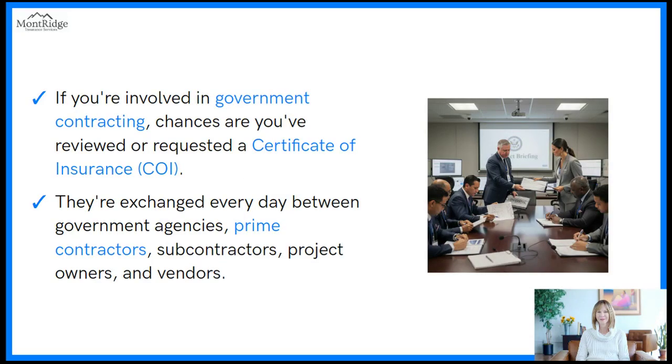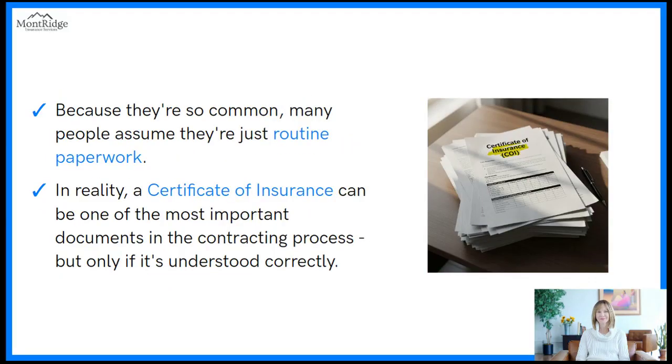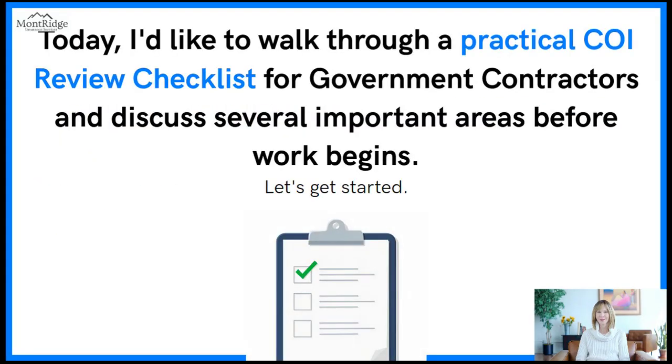If you're involved in government contracting, chances are you've reviewed or requested a certificate of insurance, COI. They're exchanged every day between government agencies, prime contractors, subcontractors, project owners, and vendors. Because they're so common, many people assume they're just routine paperwork. In reality, a certificate of insurance can be one of the most important documents in the contracting process, but only if it's understood correctly. Today, I'd like to walk through a practical COI review checklist for government contractors and discuss several important areas before work begins.